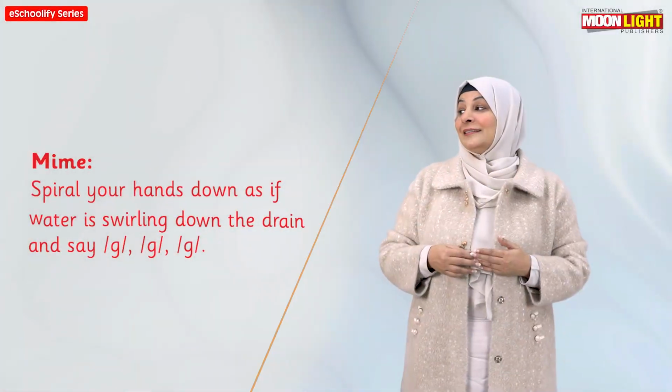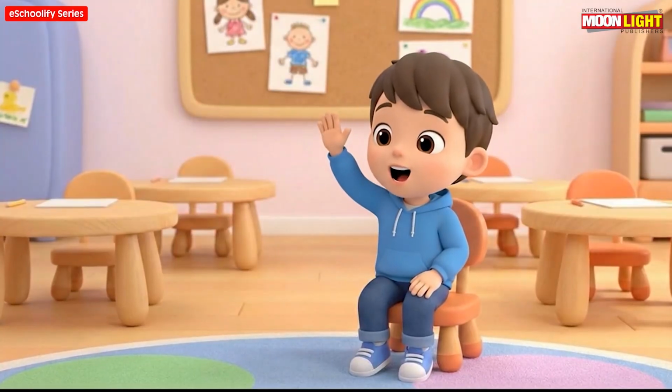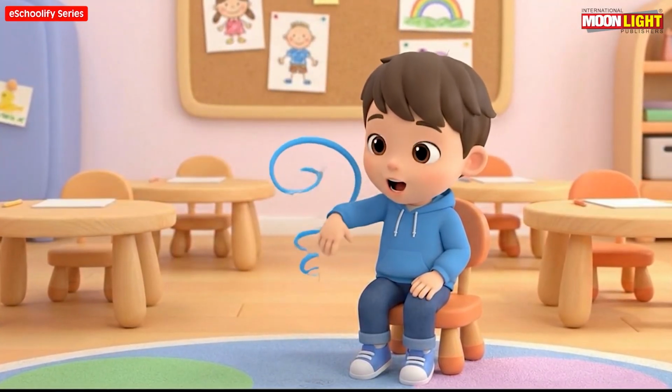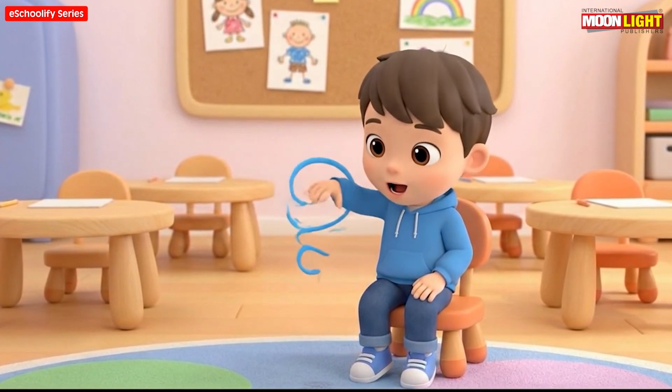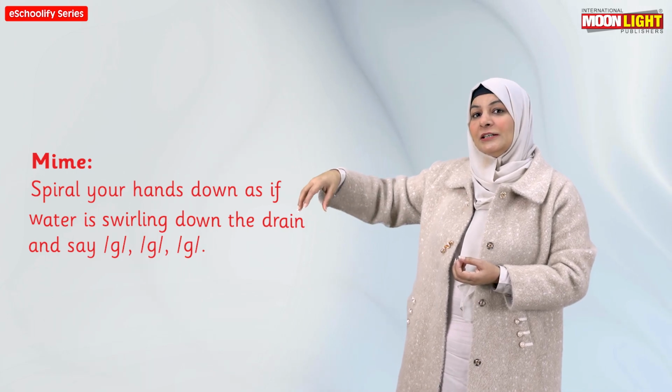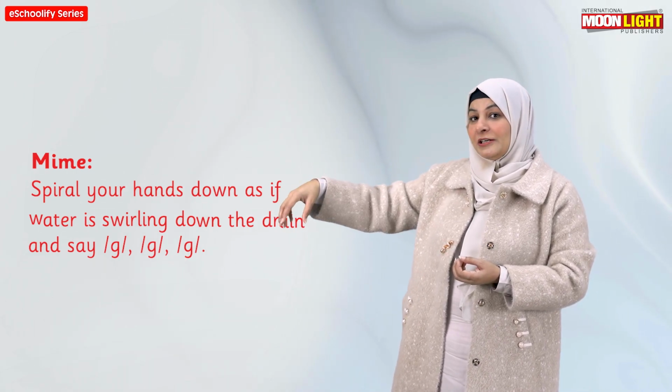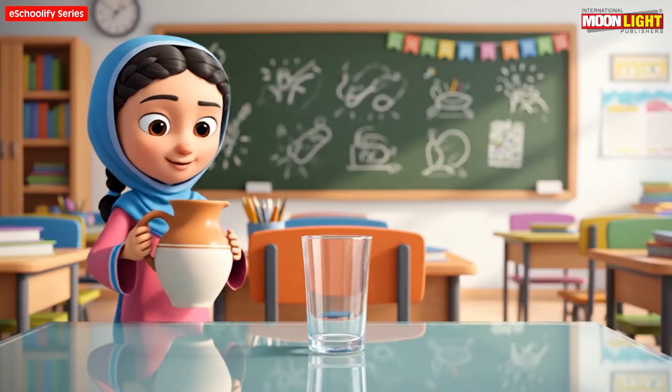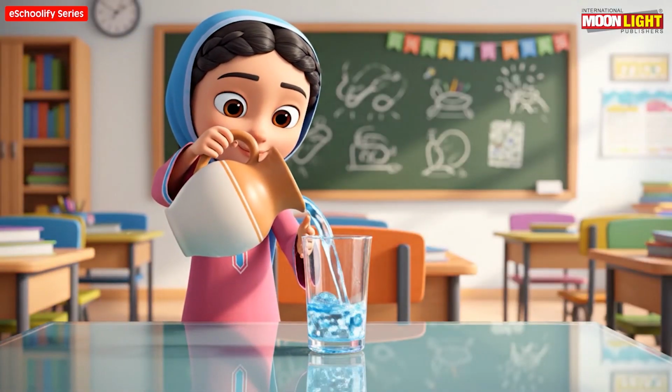Very good. Now it's time to mime. Swirl your hands down as if water is swirling down the drain. Say G, G, G, G. Grass, G, G, G. Garden, G, G, G. Goat, G, G, G. Glass, G, G, G, G. Glass, G, G, glass.